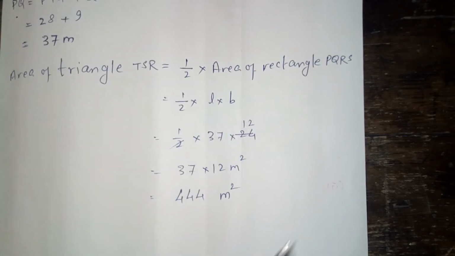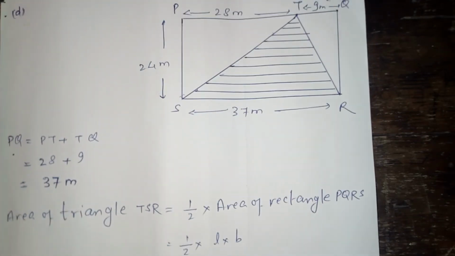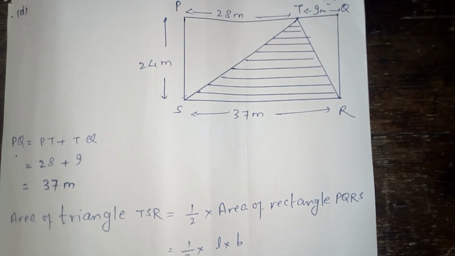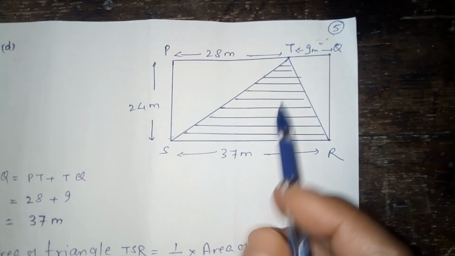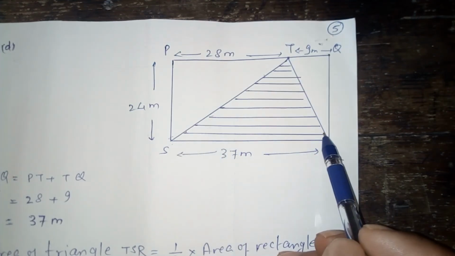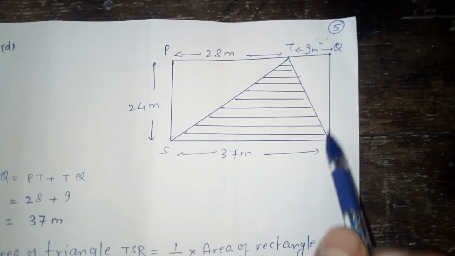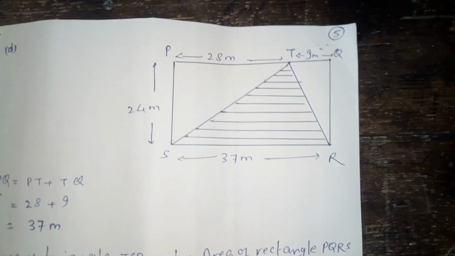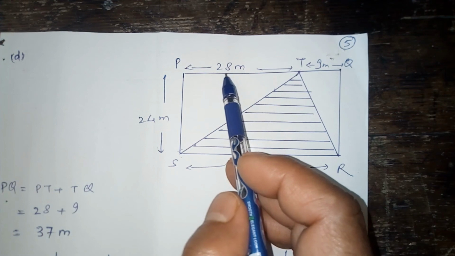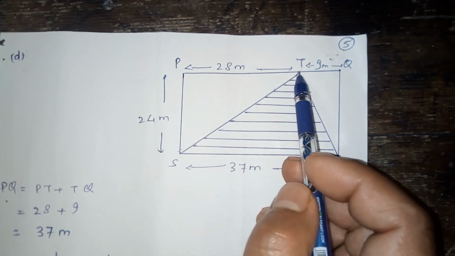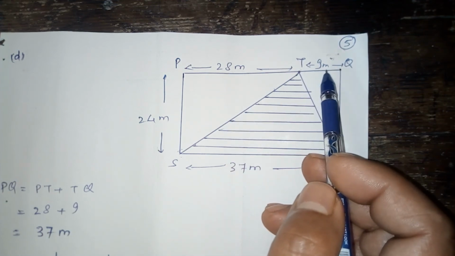Again, how will you find out the area of triangle TSR? We will apply the same procedure. Triangle TSR is in the rectangle PQRS. Now look here, according to the figure, PT is equal to 28 meter and TQ is equal to 9 meter.